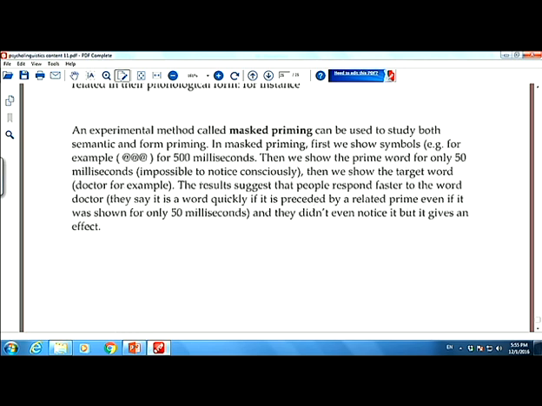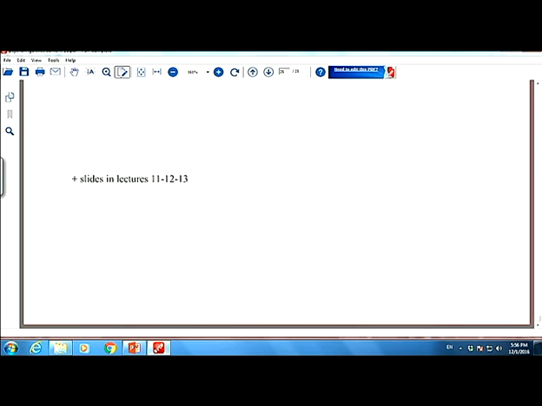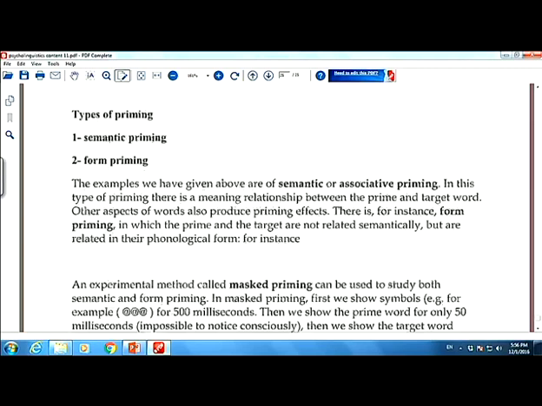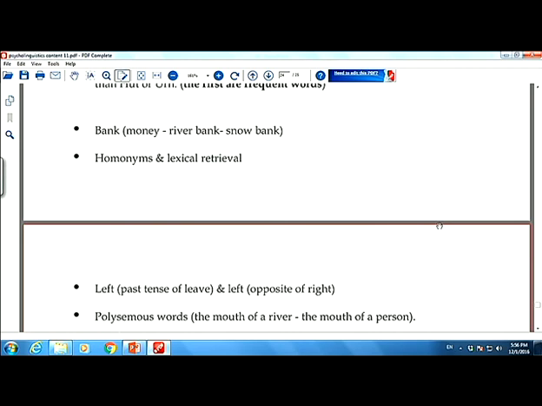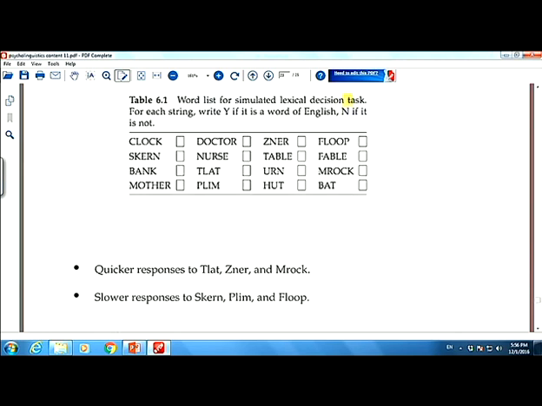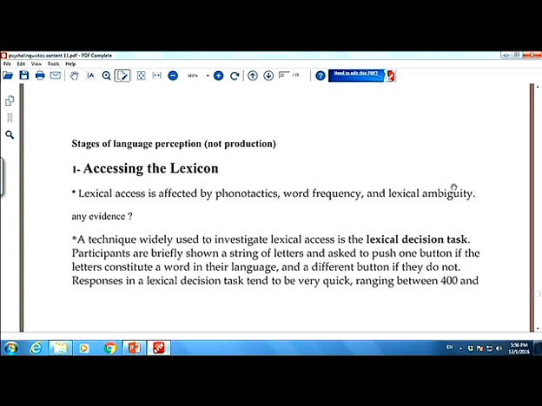Then we have slides in lectures number 11, 12, and 13. They are about language impairment, about masked priming, and all of that. So also in addition to this file, you go back to the slides in these lectures, and they are very easy, very brief, so you can have a look at them, study them. Please study this file and do your best to make guesses as to the possible questions. I pointed out the important parts, so probably now it's easier for you to understand what the questions are going to be and what are the most important parts of the book to focus on. Studying from the file will hopefully make it easier for you to understand what is needed.